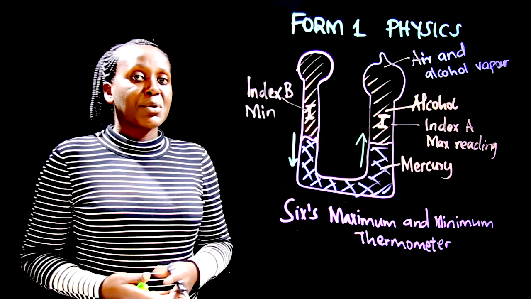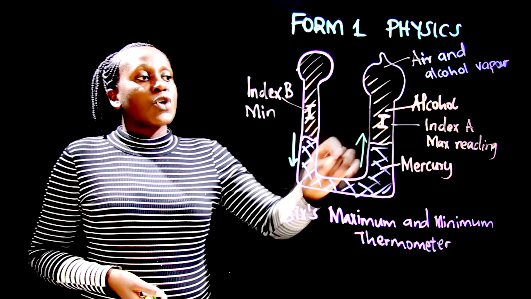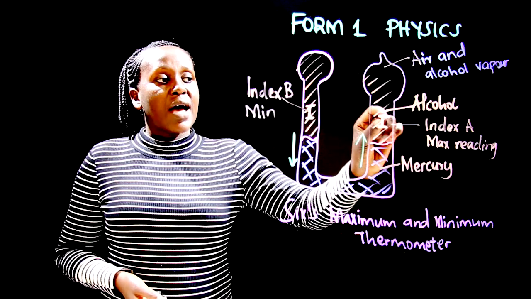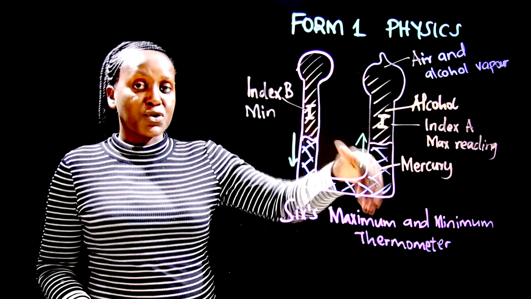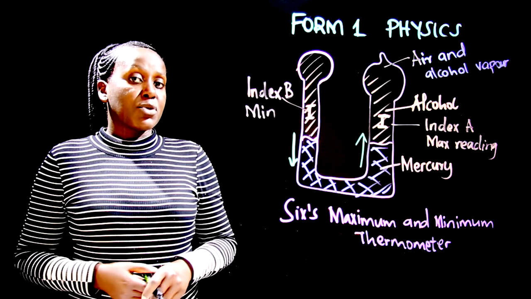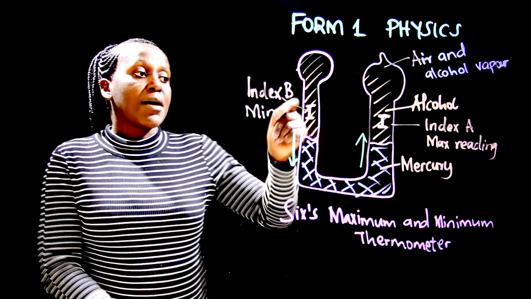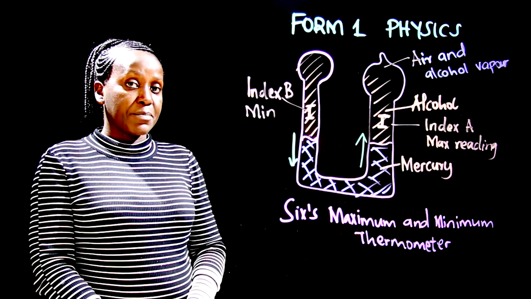Now remember, temperature is definitely going to decrease as the day goes along. So this index is made of metal, and when the mercury begins to drop, the index is left at a particular position. And that is how the maximum reading for the day is taken.